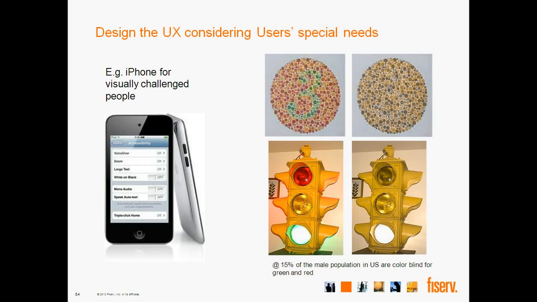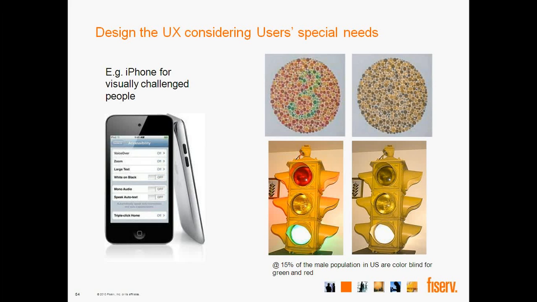Companies like Apple, and products like the iPhone, are considering these needs, or even the base product has a design for visually challenged people. If accessibility is enabled, it can read the text for you, it can read the messages for you, the fonts can be made bigger, and so on and so forth.